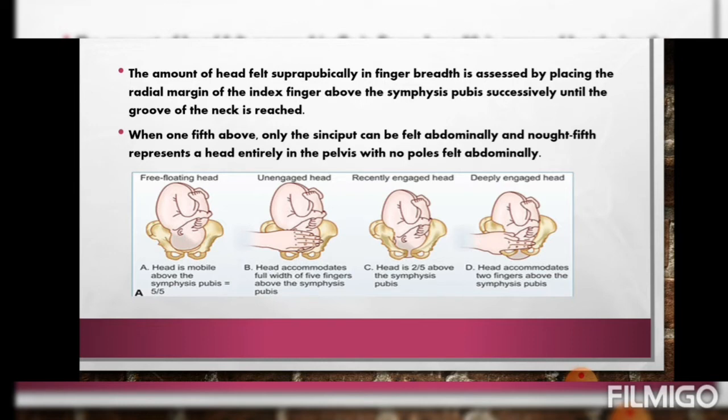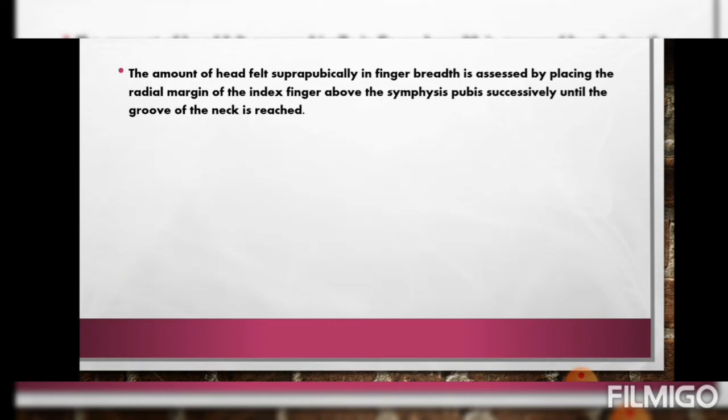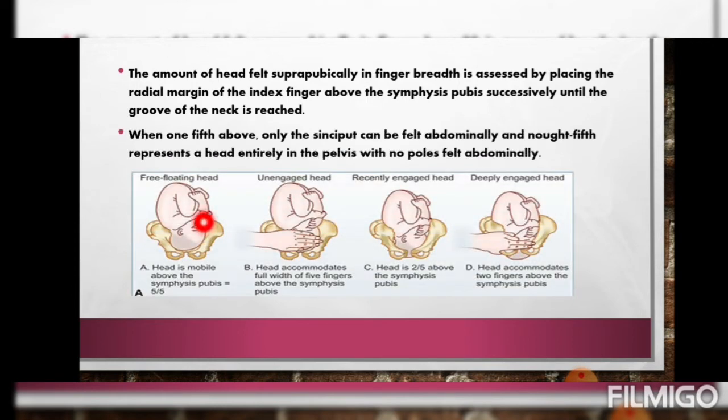So when it is 1/5 above, only the sinciput can be felt abdominally, and when it is 0/5, it represents the head is entirely in the pelvis with no poles felt abdominally. Like in the previous diagram I showed you, this is the pelvic brim. Now in the first diagram, in this picture you can see that the head is above the pelvic brim. Okay, so this is the pelvic brim, which divides the true pelvis and the false pelvis. I hope you know, all of you.